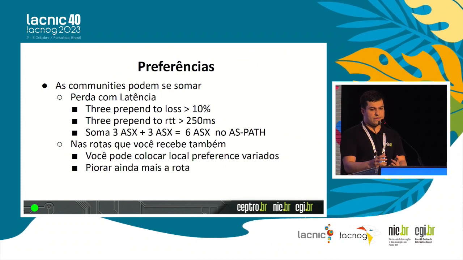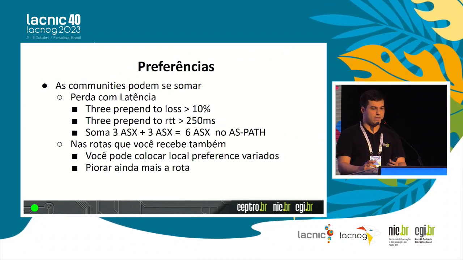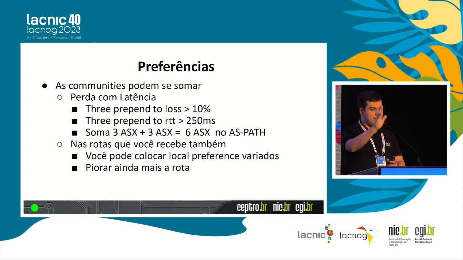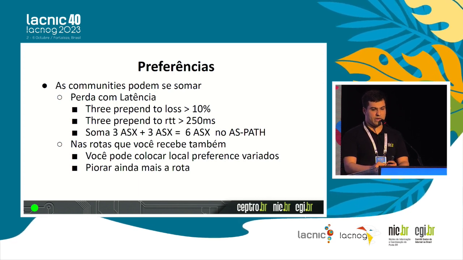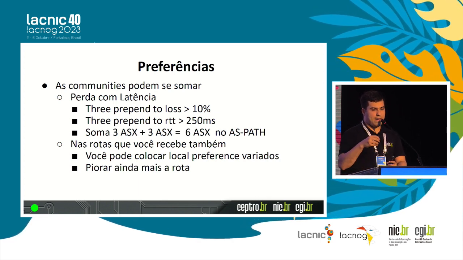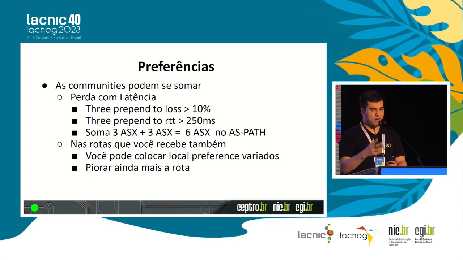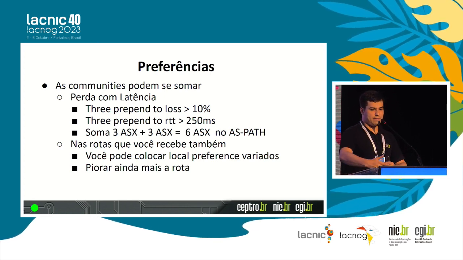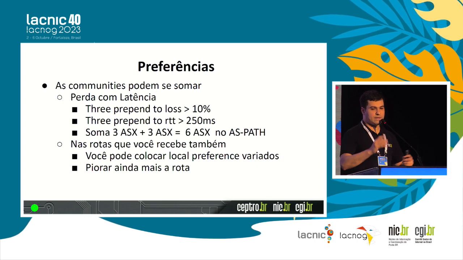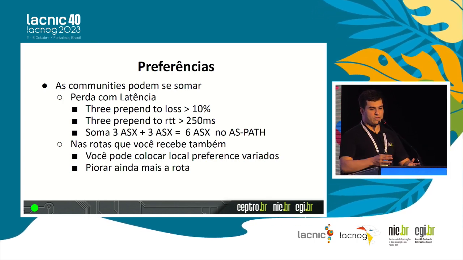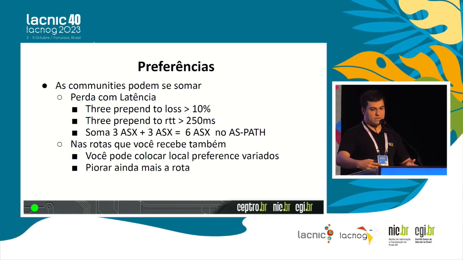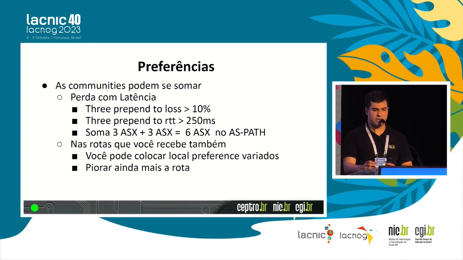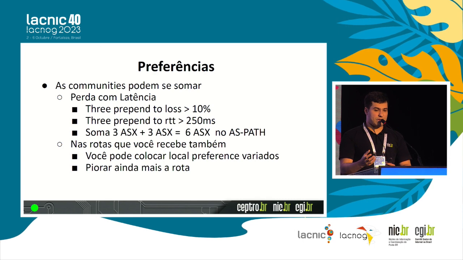We can also consider some of the preferences that could be useful. Communities can add loss with latency. So we might wish to have 3 prepend 2 loss when this is more than 10% of packets. Or we wish to add 3 prepends to RTT when we have links that are above 250 milliseconds. So the path of the autonomous system is quite bad with 6 prepends. So the AS path will have 6 hops, and that route will be far worse.